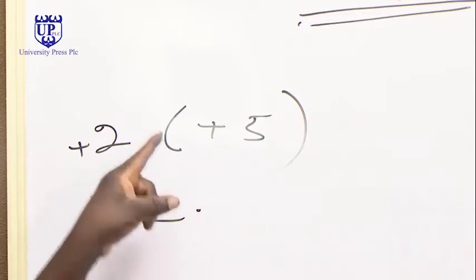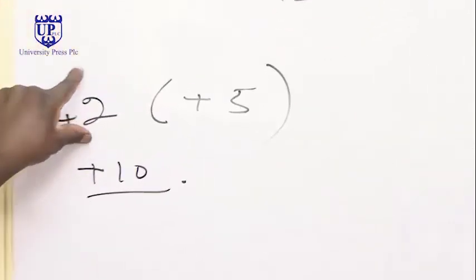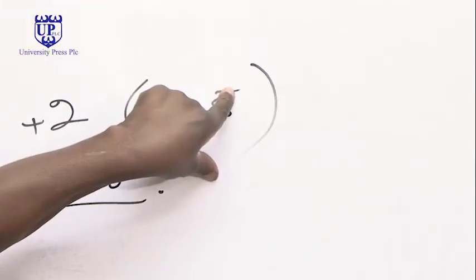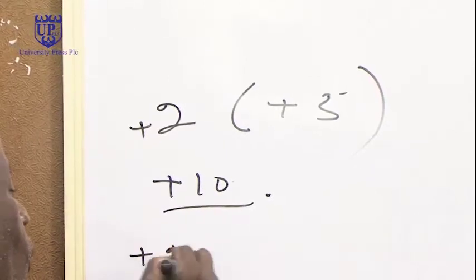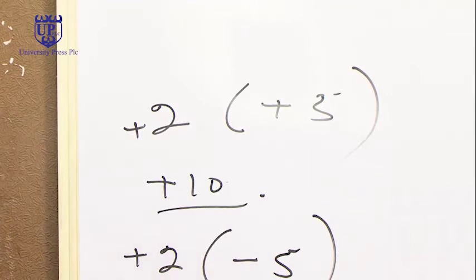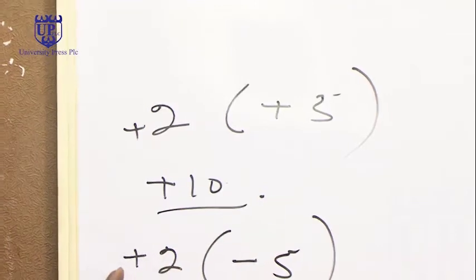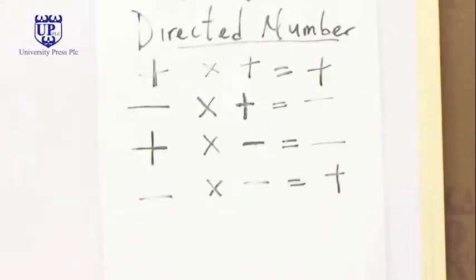Look up, please. Because of the bracket, it means you are finding the product of the one outside and the one inside. Then another one, look at plus 2 multiplied by minus 5. If you look up, the product of positive and negative must be a negative number. So 2 times 5 is 10, but it must carry a negative sign. Plus times minus is minus.